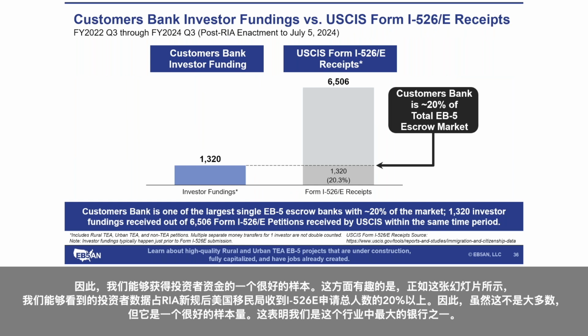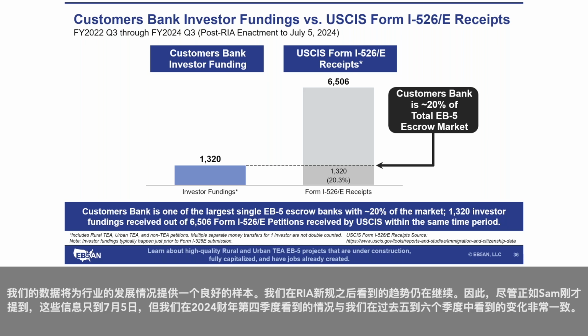So this is just a good sampling of the total investor fundings that we've seen. And what's interesting here is that, as stated on the slide, the investors that we see account for just over 20% of the overall USCIS Form I-526E receipts post-RIA. So although it's not the majority, it's a good sample size. So it shows that we are one of the larger banks in this space. Our numbers would give a good sample size of what's happening in the industry.